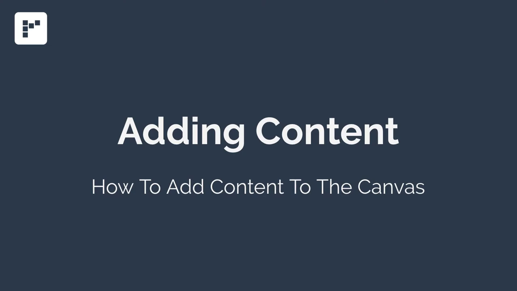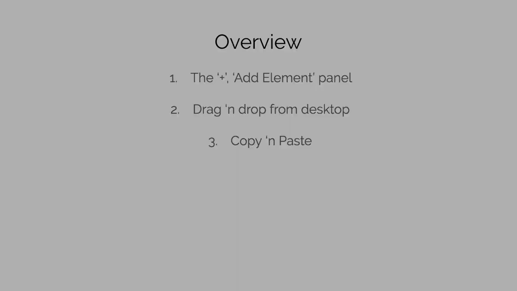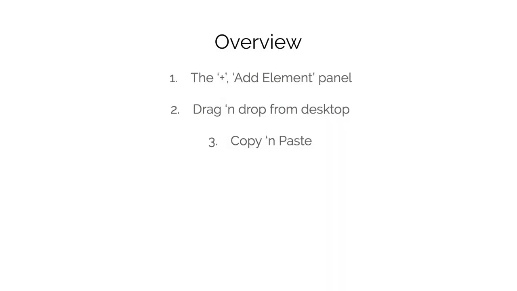In this video, we'll cover the different ways in which you can add content to the Readz canvas. The first way we'll look at is using the plus or add element panel, which you'll find on the left in the Readz Design Studio. Next, we'll look at using the drag and drop method for adding content directly from our desktops, and lastly, we'll look at copying and pasting. Let's get started by seeing how we can add content using the plus or add content menu.